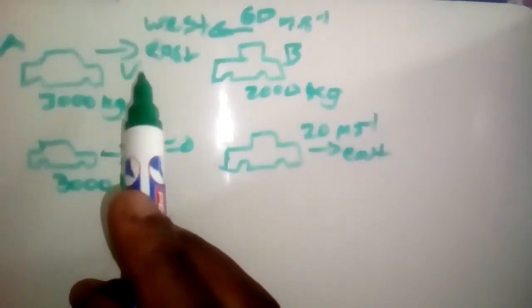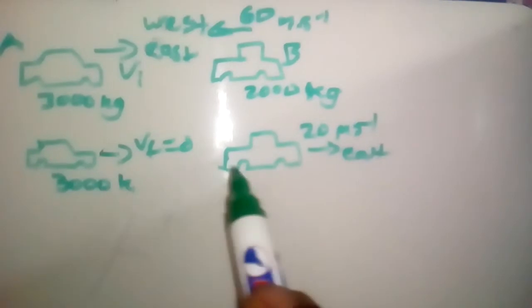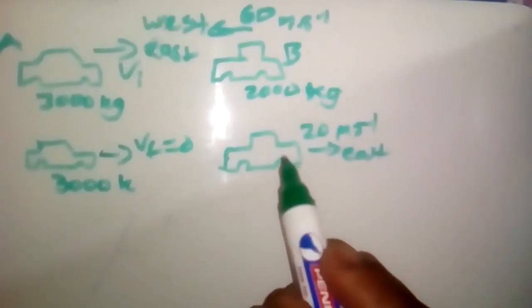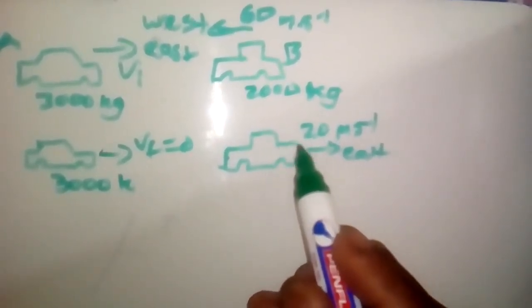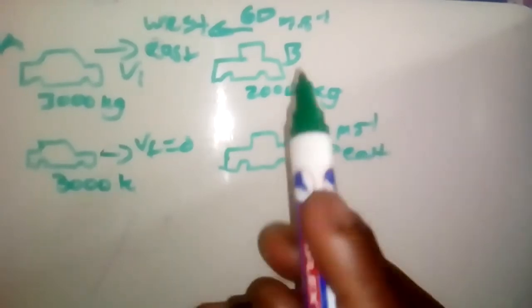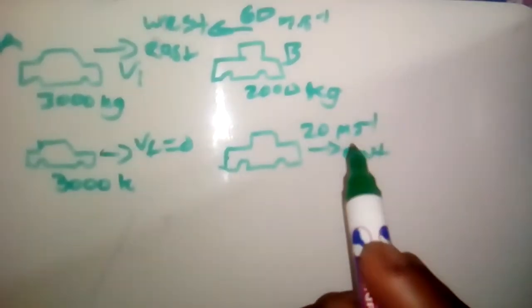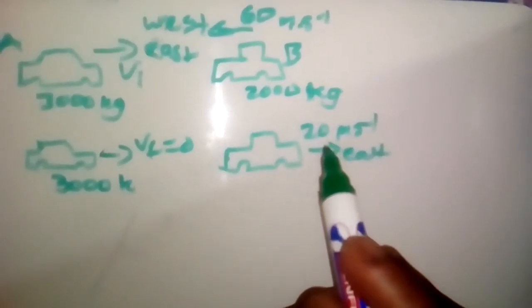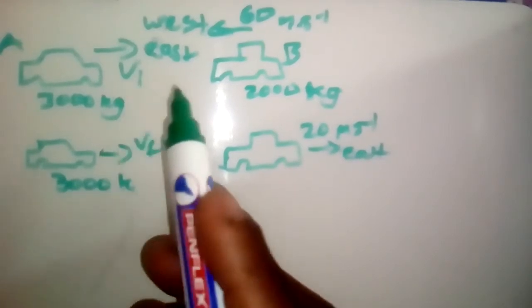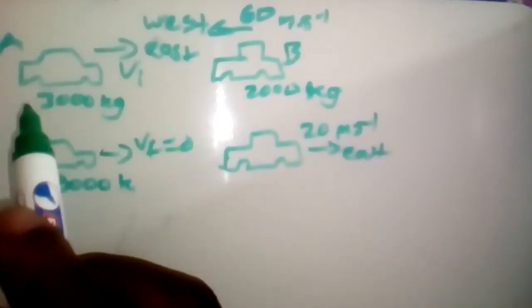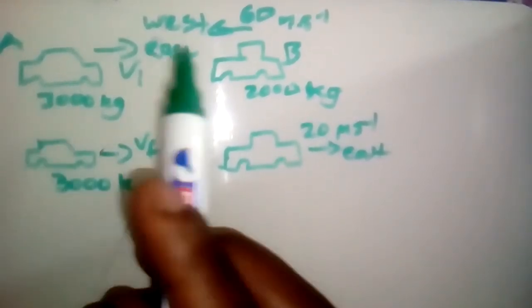So car A, before, we don't know the speed, right? But after the collision we know the speed. And then car B now moves at a velocity of 20 meters per second to the east. So before it was moving to the west, after the collision it now moves to the east, right? Then they ask you to find the initial velocity of object A, right? So we don't know the initial velocity. Remember, it says it moves at an unknown velocity to the east.